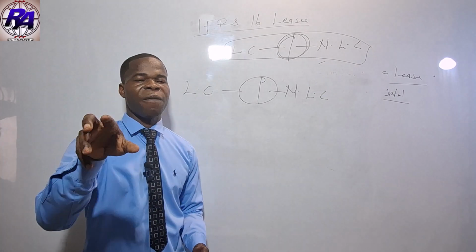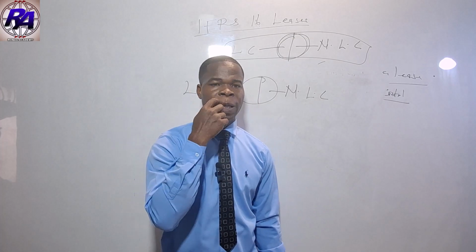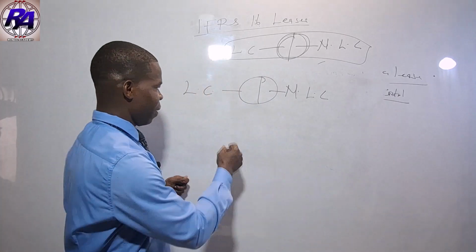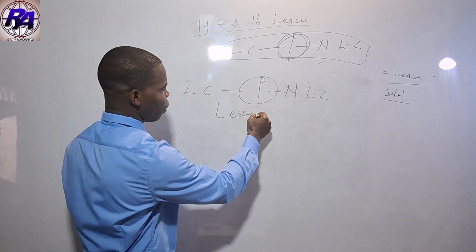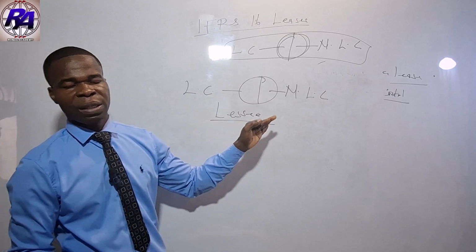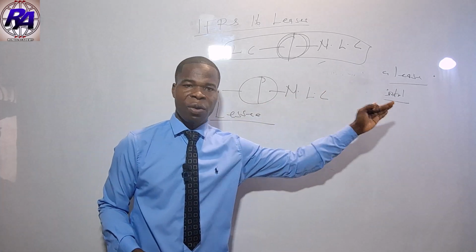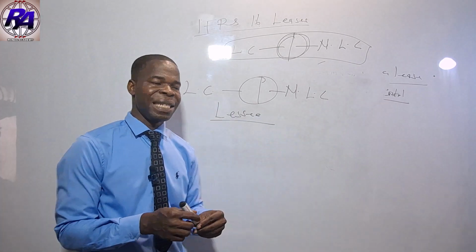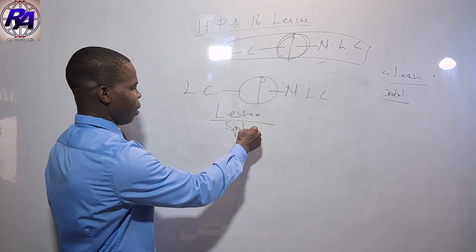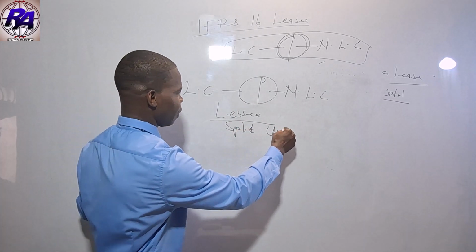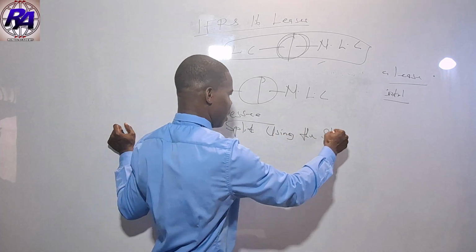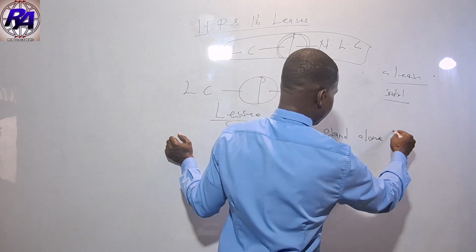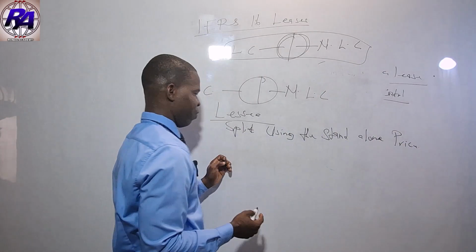Anytime a contract has a lease component and a non-lease component, there are certain things the lessee or the lessor must do. Let's take the perspective of the lessee first. What should the lessee do when the contract contains a lease component and a non-lease component? The lessee must split the contract using the stand-alone price of the individual components.